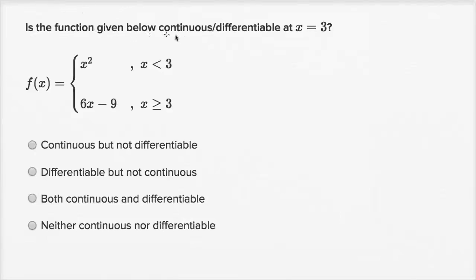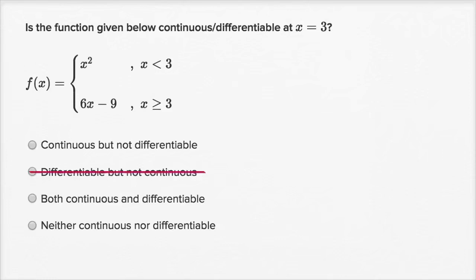Is the function given below continuous/differentiable at x equals 3? They've defined it piecewise, and we have some choices: continuous, not differentiable; differentiable, not continuous; both continuous and differentiable; neither continuous nor differentiable. Now, one of these we can knock out right from the get-go. In order to be differentiable, you need to be continuous there. So you cannot have differentiable but not continuous. Let's just rule that one out.